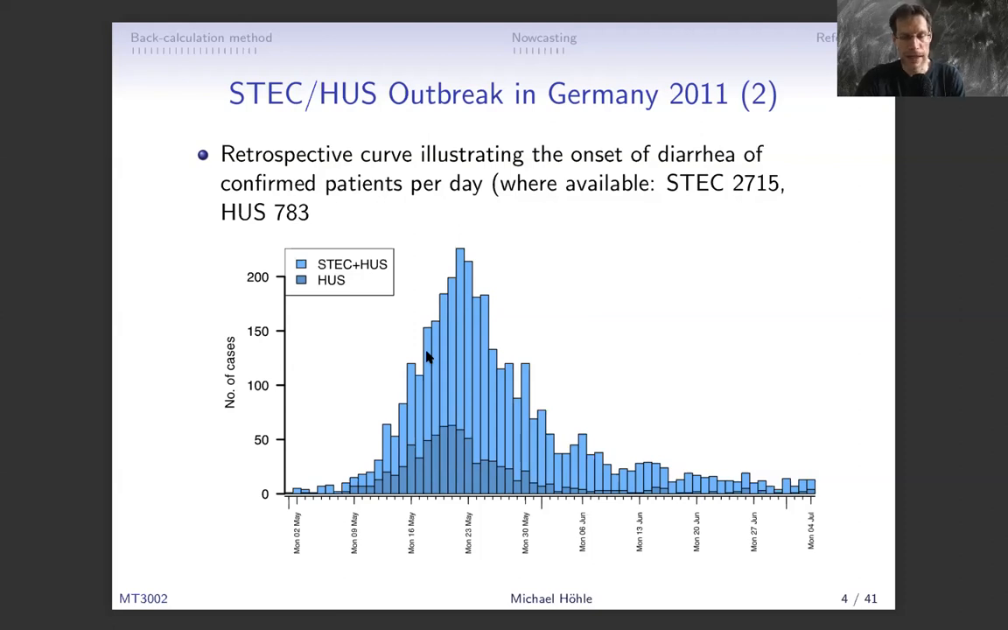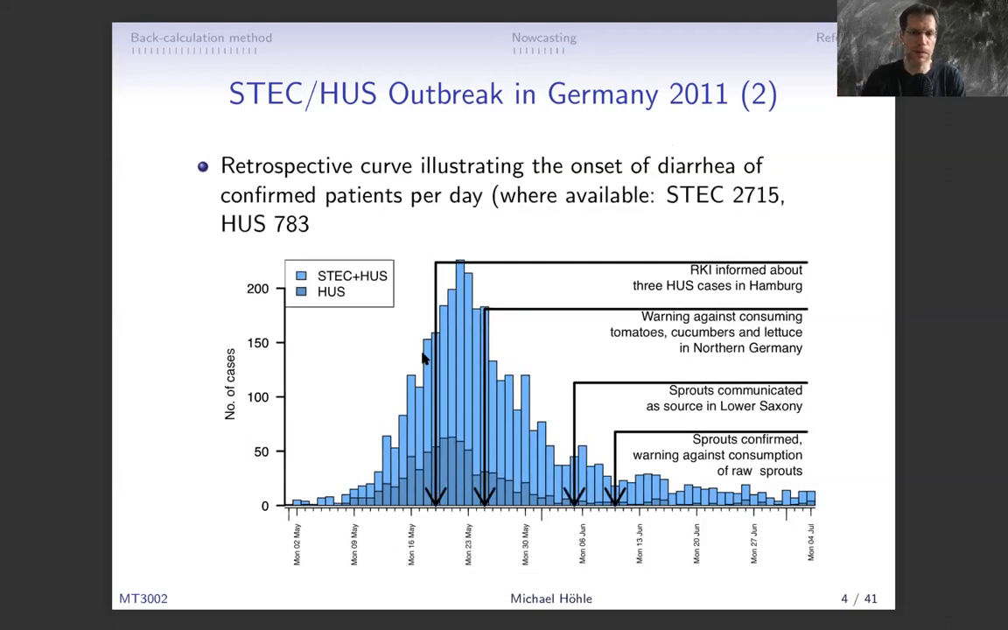So if you compare this curve here with some time points, and now here it's again important to be careful about the calendar time. For example, here this was when the German public health institute for the first time was informed about what's going on. That we have three HUS cases in Hamburg, and I think they were adults, so this is why they got alerted. That's the first time you hear about this at the Public Health Institute. And then there was a warning against consuming tomatoes, cucumbers, and lettuce in northern Germany. So that was about here where this was communicated.